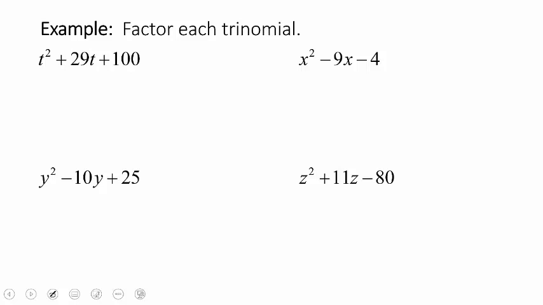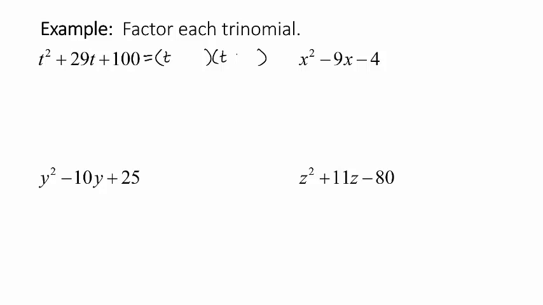Okay, so in this case, let me write what I already know. I'm trying to factor this into the product of two binomials. And I know that t times t is t squared, right? And I know that I've got two numbers that have to multiply to give 100, and they have to add to give 29.